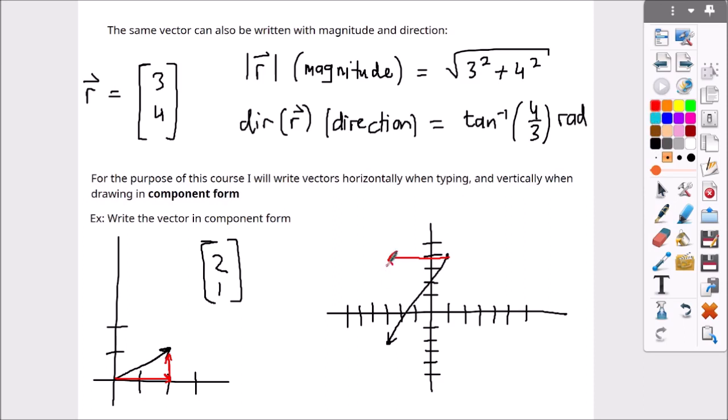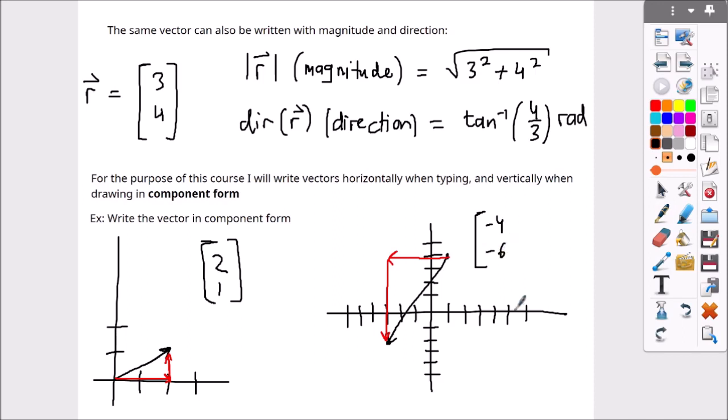And how much did it move in the y direction? It moved 1, 2, 3, 4, 5, 6 in the negative y direction. So it's -4 on x, negative 6 on y. That is 4 left and 6 down. So the component form is -4, -6.